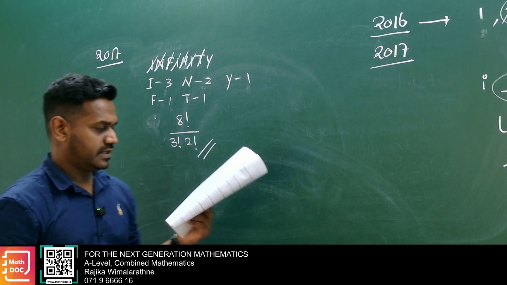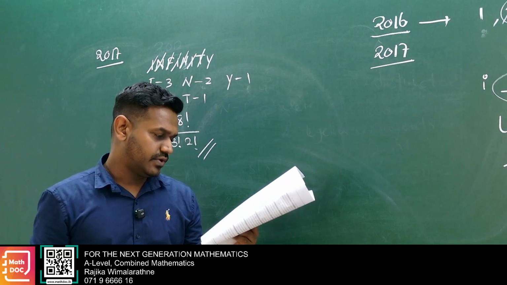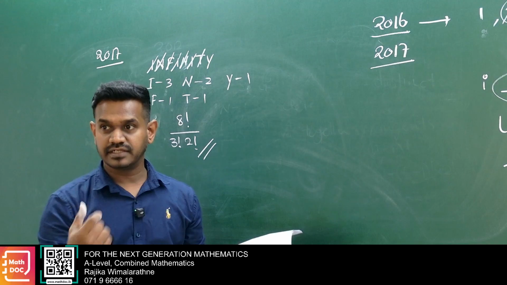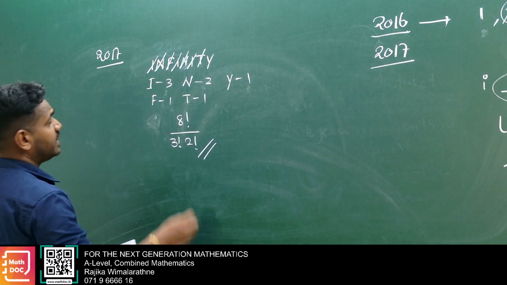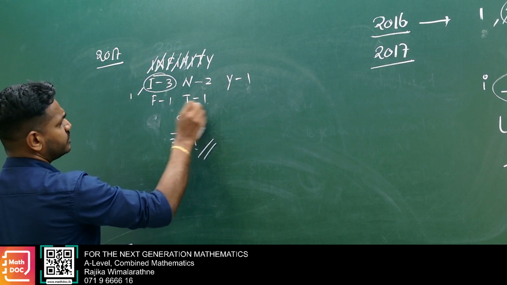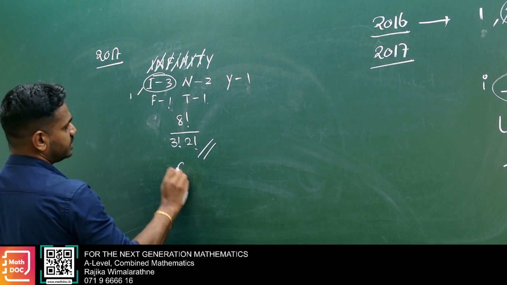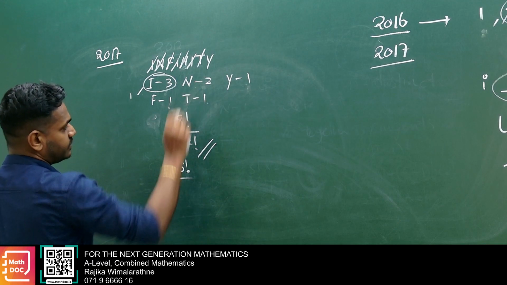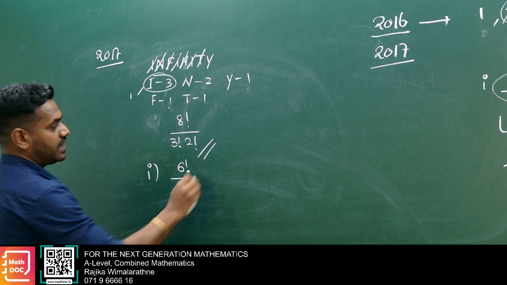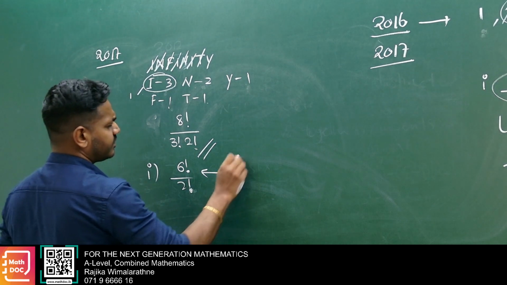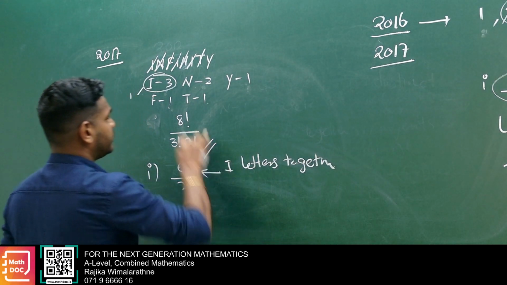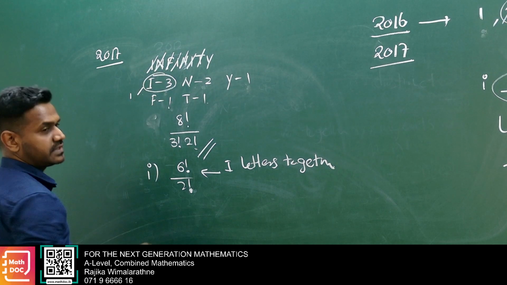How many of these arrangements have all 3 I letters together? Then you take the I letters together and treat them as a single unit. Now we have 1, 2, 3, 4, 5, 6 units, with equality only for the 2 N letters. Here first part, I letters together, so we don't have any further I arrangement.